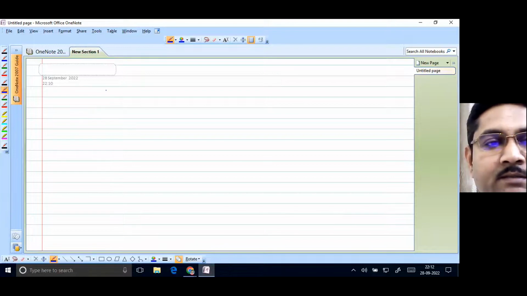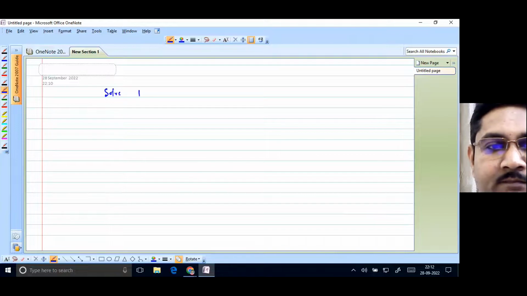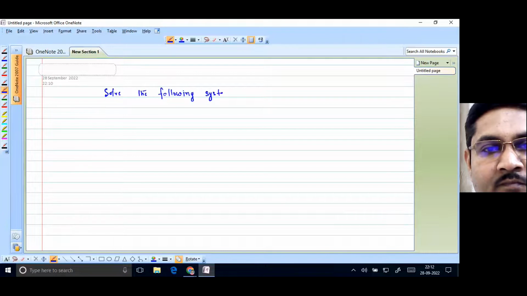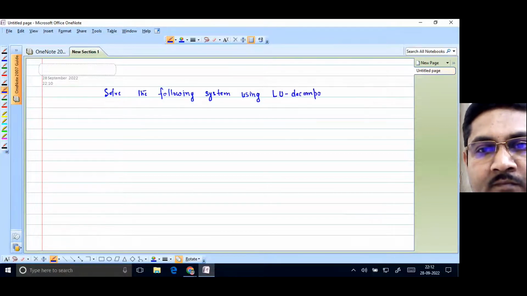My question is: solve the following system using the LU decomposition method. So my matrix is here.